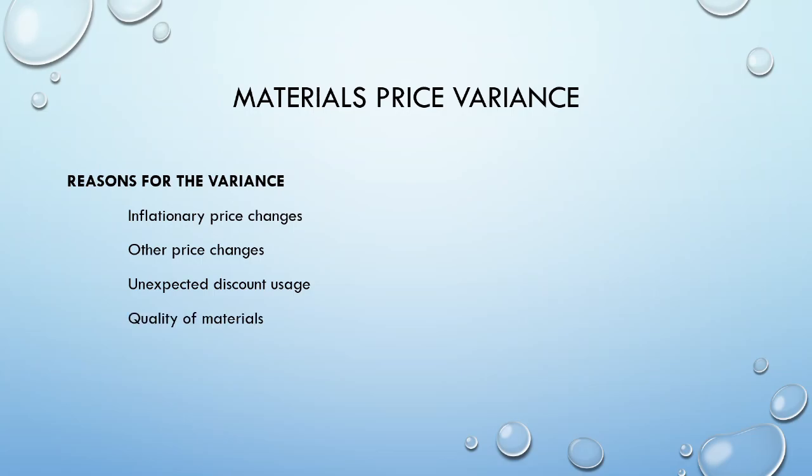Maybe there is a different quality of materials. A higher quality material would likely cost more, while a lower quality material would cost less. Maybe we had poor inventory management and had to make emergency orders. Emergency orders are likely to cost more. When considering the reasons for variances, remember not to just dump a generic list. Pay careful attention to the scenario and look for the applicable evidence in the scenario.